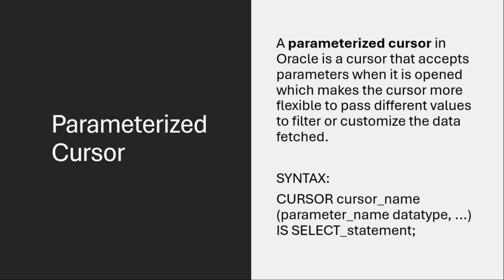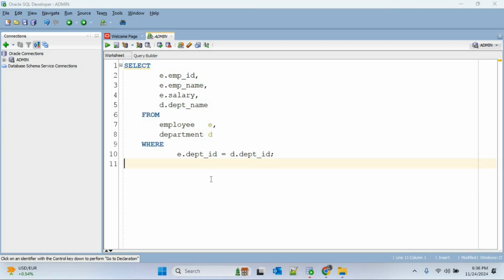So this is the syntax. While you are declaring the cursor, like cursor name, then you have to declare the parameter with the data type. Then you can write your select statement. And now let's take one example to understand the parameterized cursor.